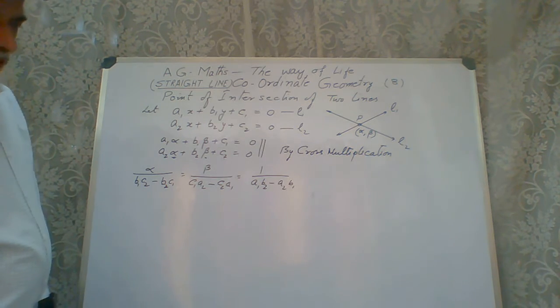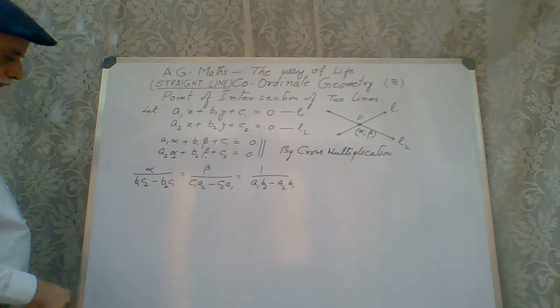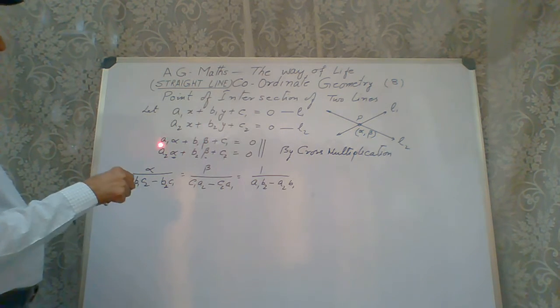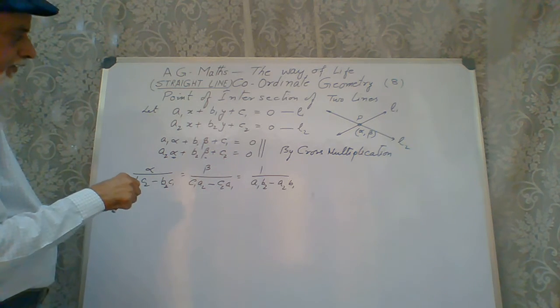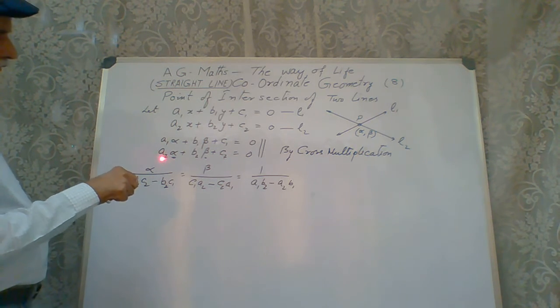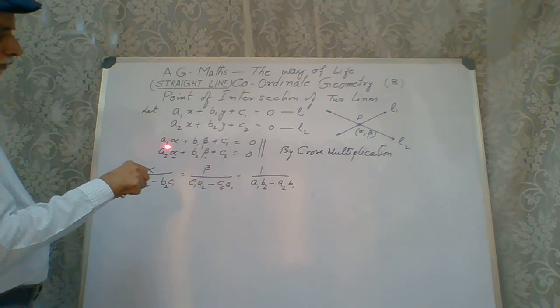Okay, I'll again explain what I did. When we are writing these two equations, multiply the coefficient of alpha with beta. So a1, b2.